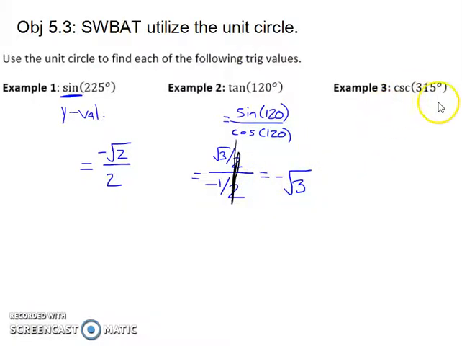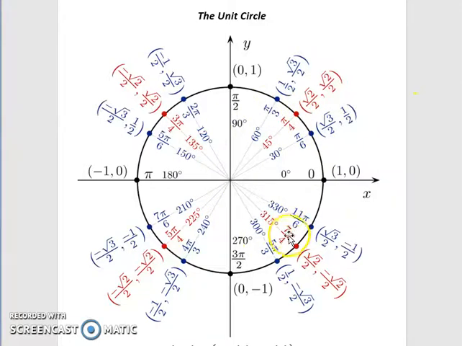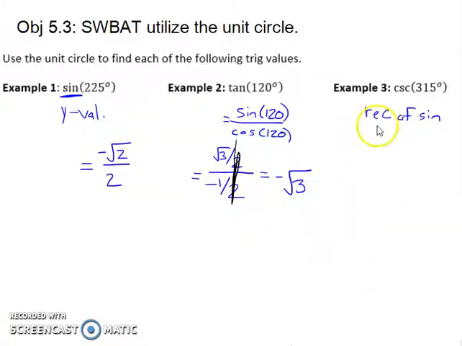Last one here is cosecant of 315. Now cosecant, you might remember, is the reciprocal of sine, and that's what we need to do here. So we need to find the sine, and then we need to find the reciprocal of it. So 315 degrees, we'll find is down in the fourth quadrant. It's the middle angle of the fourth quadrant, and the sine value right there is negative root 2 over 2. So I need the reciprocal of negative root 2 over 2, which is negative 2 over root 2. There are ways to simplify this and change it, but I'm going to leave it like this for now. And then in class, if you end up changing it, you can.